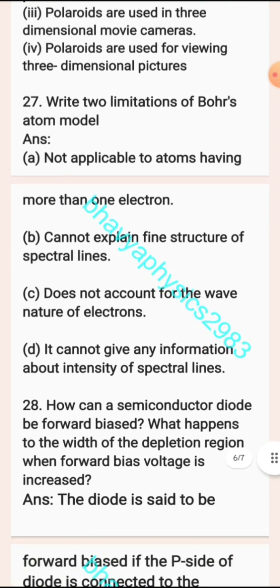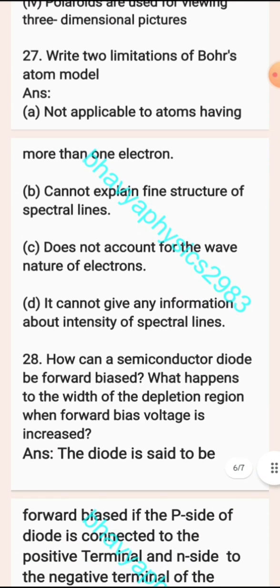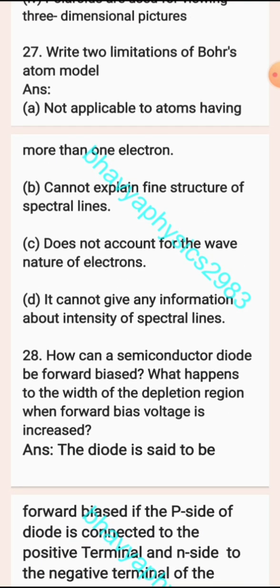Write 2 limitations of Bohr's atom model. So here also there are 4 points. You try to remember at least 3 points so that if this question is asked for 3 marks, you will be in a position of writing 3 points. Here this is asked for 2 marks, so just remember 2 points.